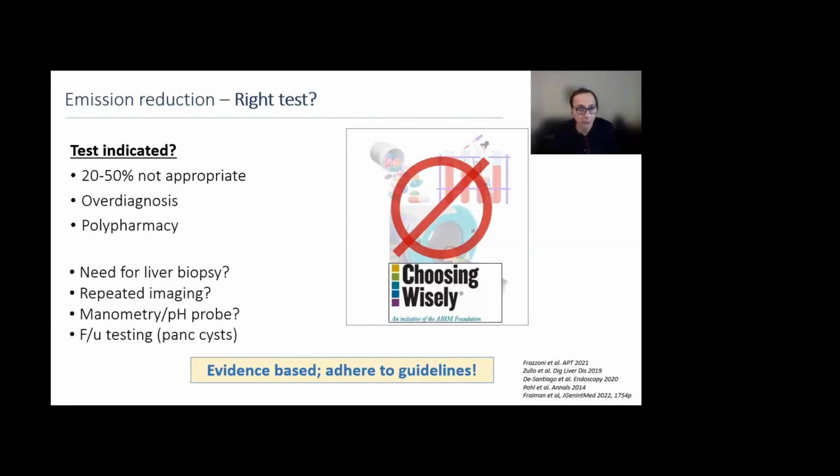Initiatives such as Choosing Wisely help to lower overdiagnosis and overtreatment. So the first and best thing we can do is try to adhere to the current guidelines and reduce low value and inappropriate tests.